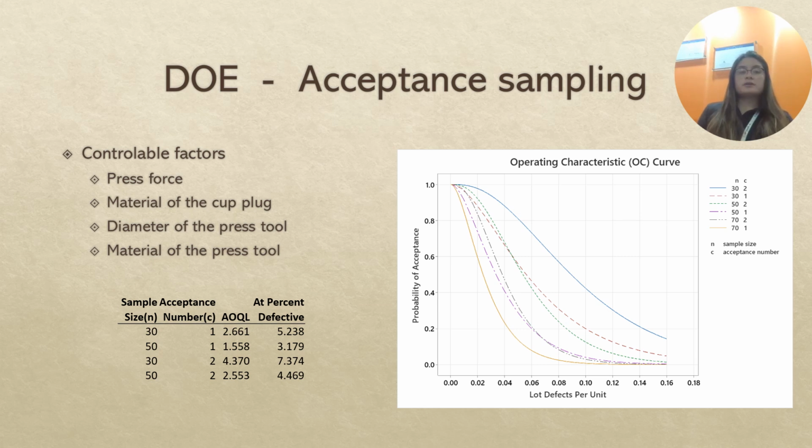The best behaviors are represented in that little chart, where we can see that the sample size of 50 and the acceptance number of 1 has the lowest AOQL and the percentage effective of 3.